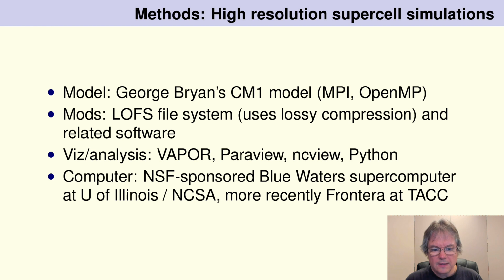So I'm using a numerical model. George Bryan at the National Center for Atmospheric Research has developed the CM1 model, which is massively parallel and does very well on supercomputers. I've modified it to make the I/O faster and more efficient, and I do a lot of lossy floating point compression in order to save a lot of frames so I can do nice animations and do lots of analysis after the fact. We're using Vapor, ParaView, NCView, and standard Python tools that are out there. We have some of our own custom-built tools that we use as well. And again, I mentioned that we're using the National Science Foundation leadership class supercomputers in the United States.